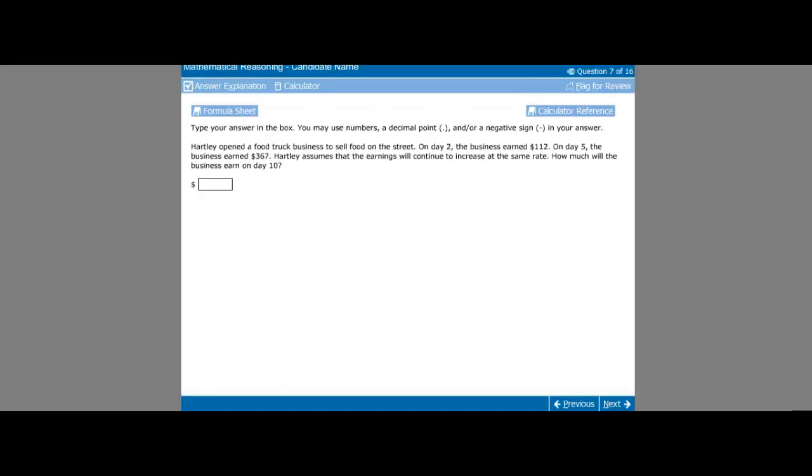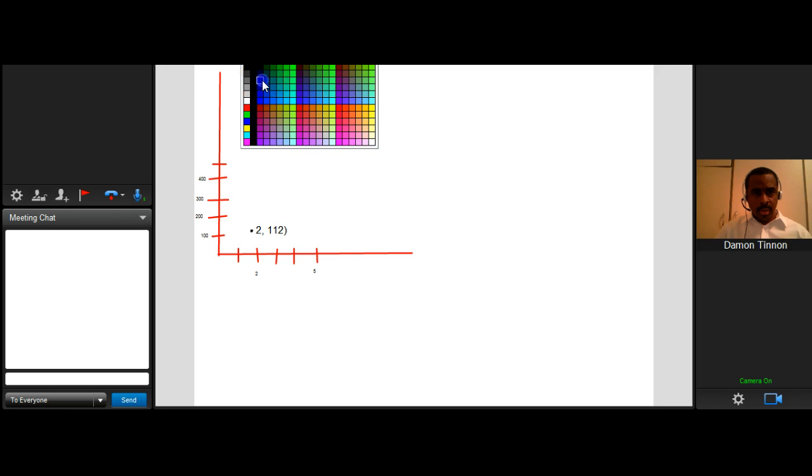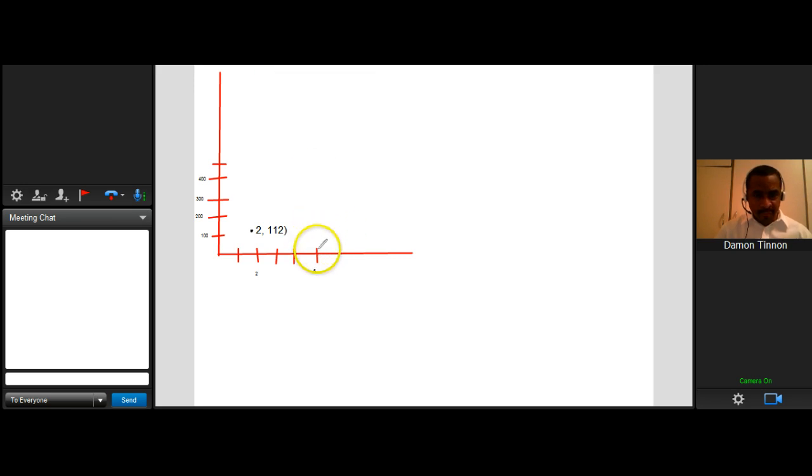So then let us go back to our question here. On day 5, the business earned 367. So let's go back to the chart, get my pencil here, and get a different color just for emphasis. On day 5, the business earned about 367, so that's going to be somewhere about there. I'm going to get a bigger font here. So that's 5 on the x-axis and 367 on the y-axis.